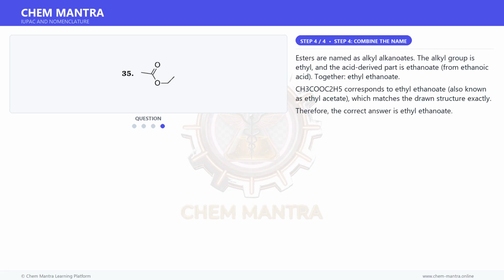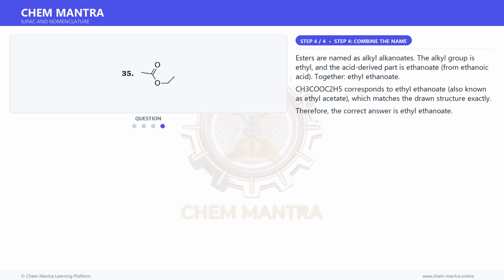And for the final step, esters are named as alkyl alkanoates. The alkyl group is ethyl, and the acid-derived part is ethanoate from ethanoic acid. Together, ethyl ethanoate.